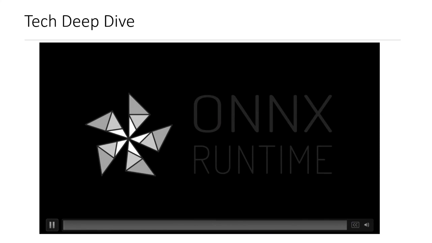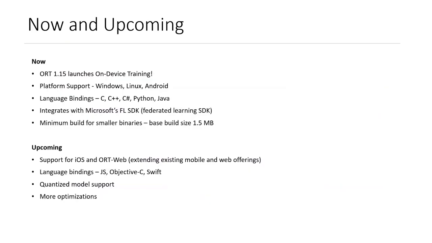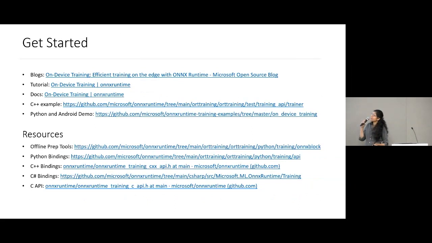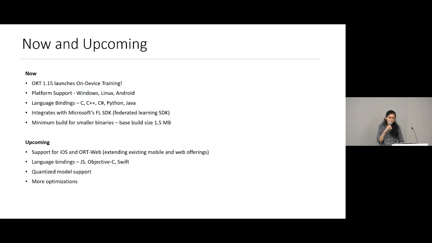Thanks, Beju. So as Beju mentioned, we have a lot of resources. I've listed them here in the slides, and I invite you to check out the repo, contribute, and reach out to us if you have questions. As he mentioned, we have a large number of language bindings that we support: C, C++, C#, Python, Java. We also have JavaScript, Objective-C, and Swift coming up pretty soon. We have support for Windows, Linux, Android, and then we have iOS and ORT web support coming pretty soon.